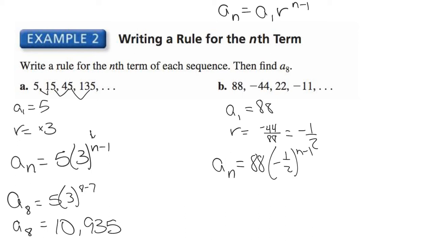Now that negative on the inside of the parentheses is crucial because that power is going to be alternating the sign from negative to positive. So please make sure that you get the negative on the inside of the parentheses when it matters. Now we need to find a sub 8.